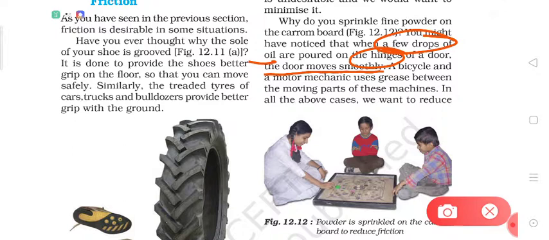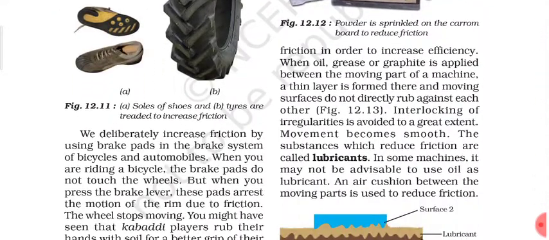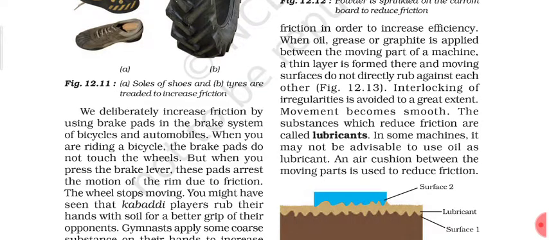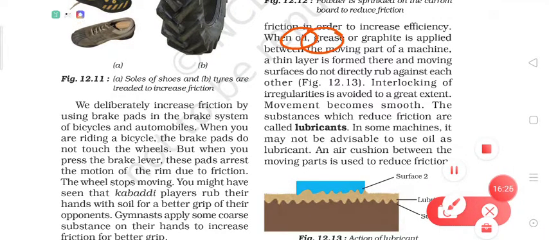A bicycle and a motor machine use grease between the moving parts of these machines, right, to decrease the friction. So in all the above cases, we want to reduce friction in order to increase the efficiency. What happens when you apply some oil, grease or graphite? We can reduce the friction.